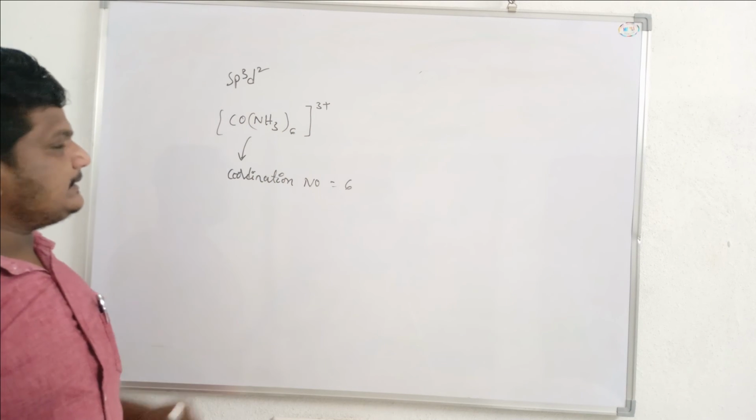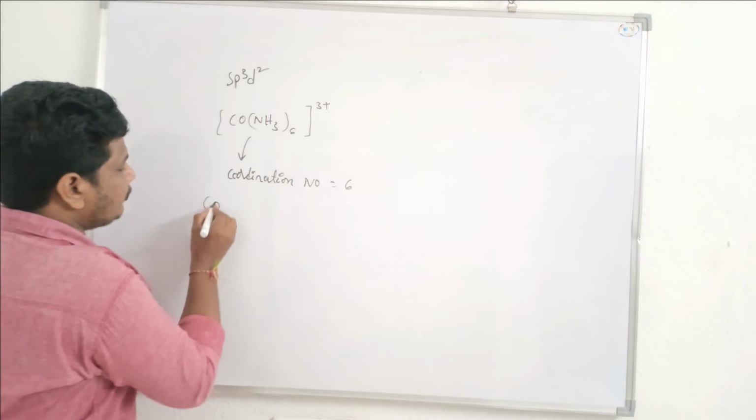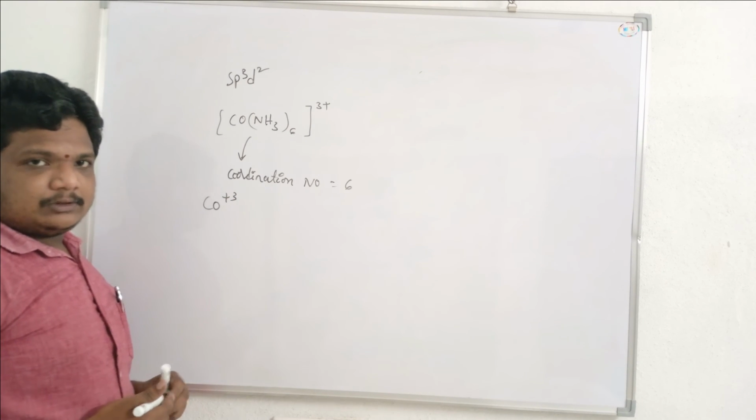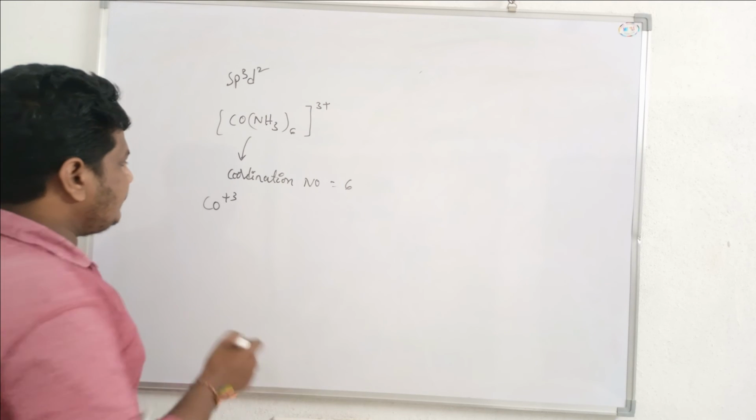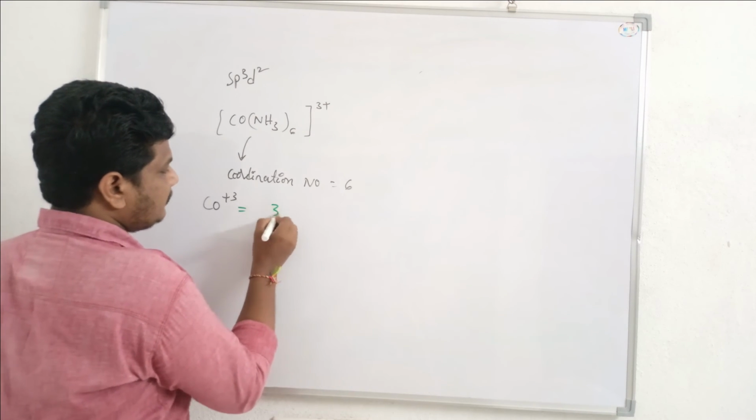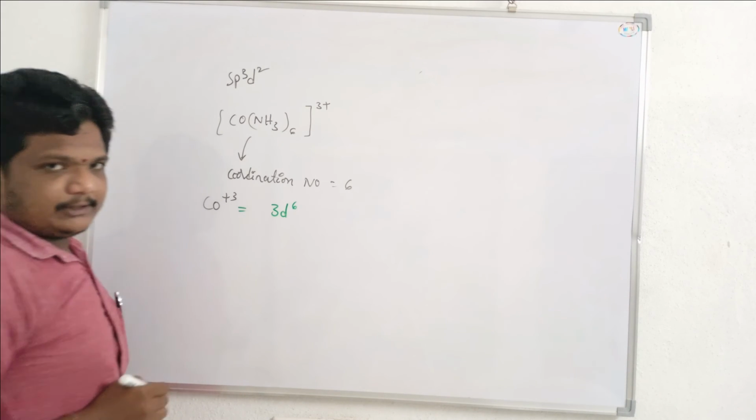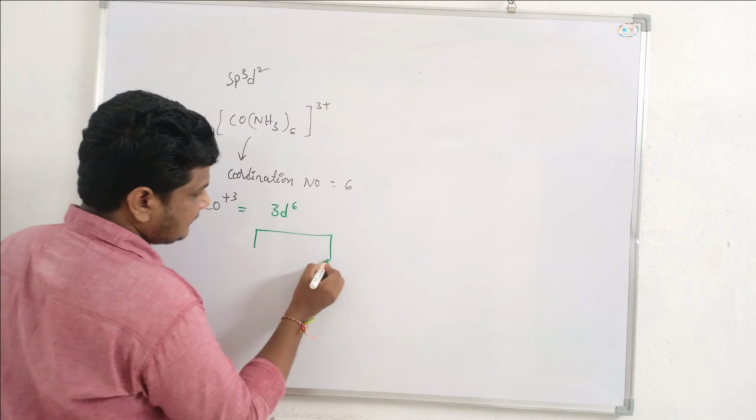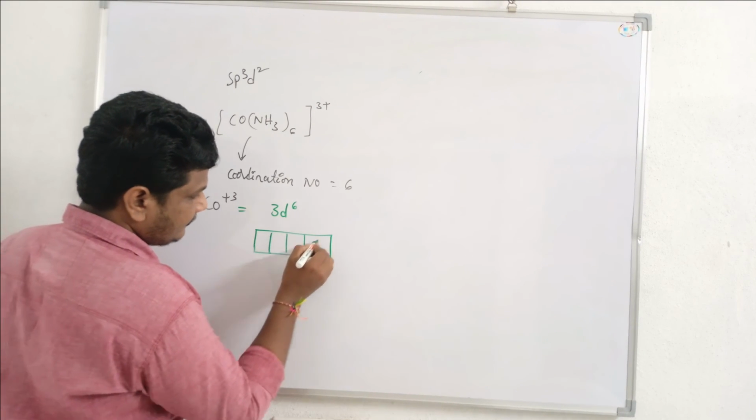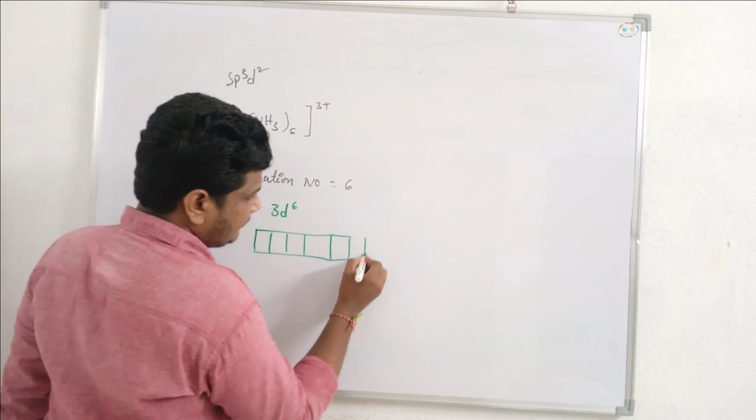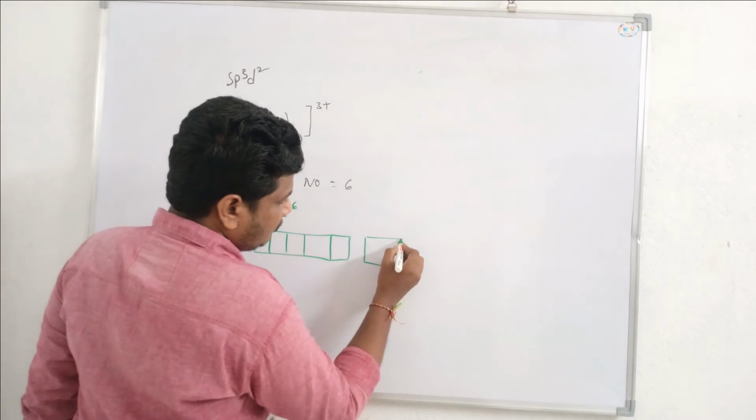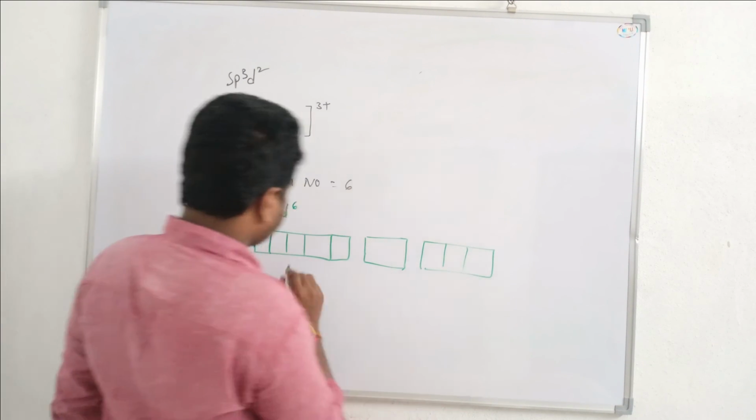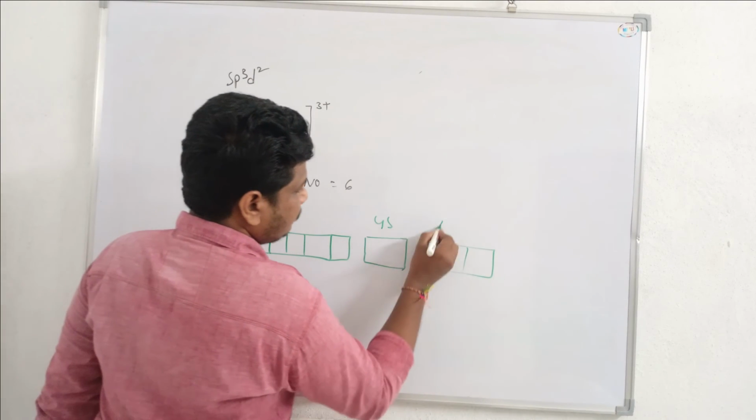So in this [Co(NH3)6]3+, it has cobalt in the plus 3 oxidation state. So this is the central ion, which is a cobalt plus 3 ion. In this cobalt plus 3, generally we can observe 3d6 electronic configuration. Okay, 3d6 electronic configuration. So here this is 3d6, 4s and 4p.